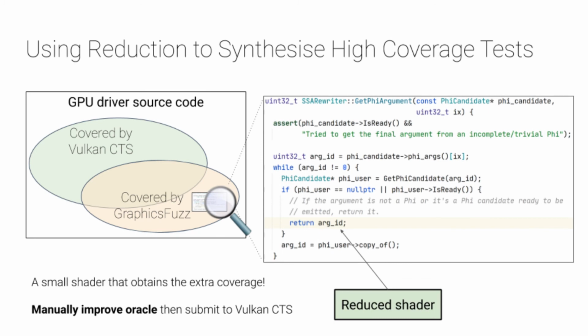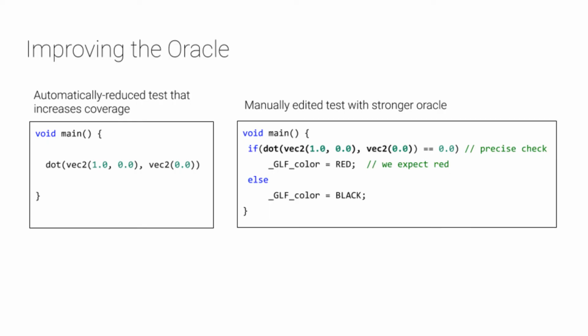And what we can then do is manually work on this shader a bit to give it a more interesting oracle and submit it as a test to Vulkan CTS to improve the coverage of that test suite. What do I mean by improving the oracle? Well, if you look at this example on the left, this is a tiny shader that we shrunk down that achieved some new coverage on a driver. And what this shader does is just call the dot product function on a couple of vectors, and it doesn't do anything with the result of that dot product call.